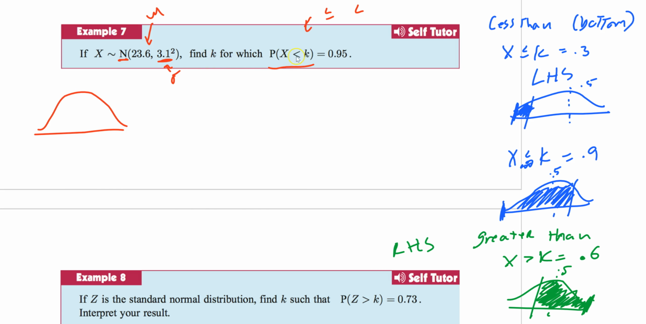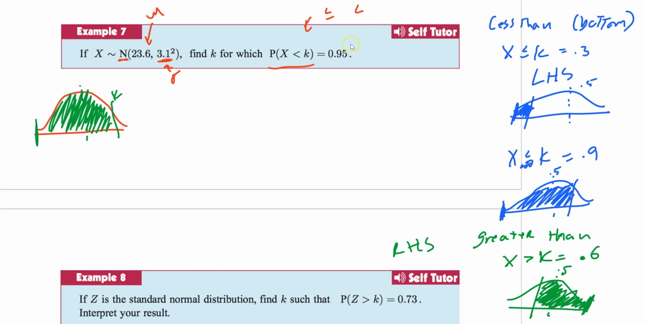Find k for which P(X < k) is equal to 0.95. So let's draw it. I got my little terrible normal diagram there. It's less than, so we're going to start on the left hand side. Here's 50%, this will show you. So I got to fill up 95%, so it's like over here somewhere, it doesn't really matter. That's our k. Fill this all up.